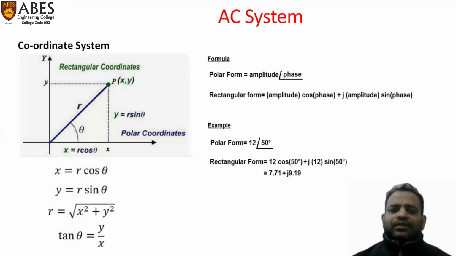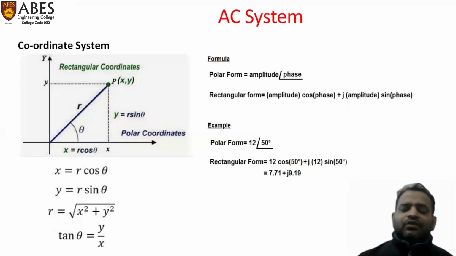And when the position of any point P with respect to the origin is r with an angle theta, then this r angle theta is called the polar form. Here there is an example: 12 angle 50 degrees is in polar form. When we convert it to rectangular, it is 12 cos 50 plus j 12 sin 50. That would be 7.71 plus j 9.19. So this is the rectangular form.